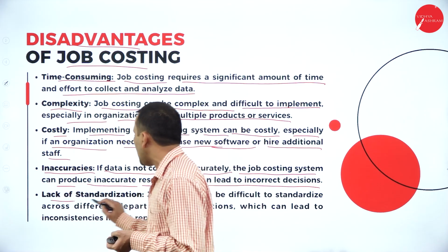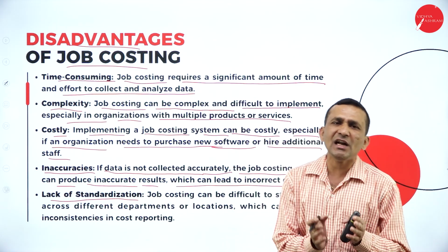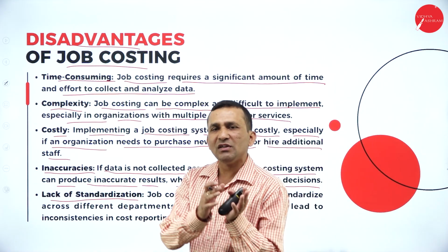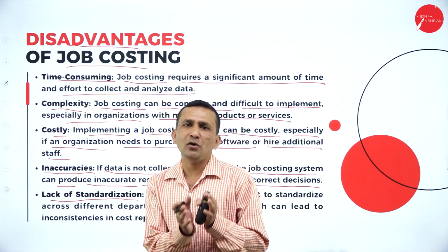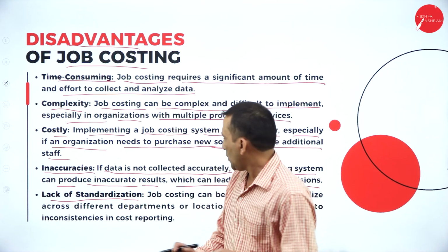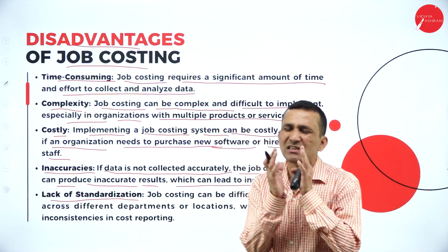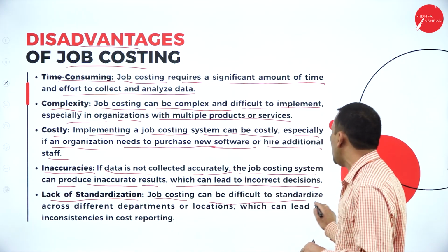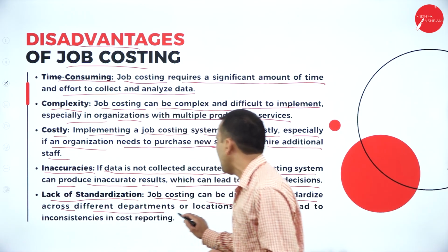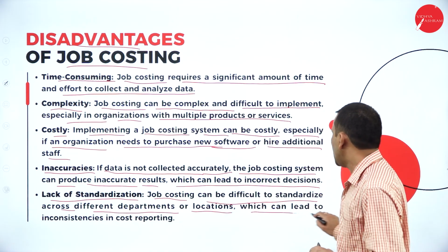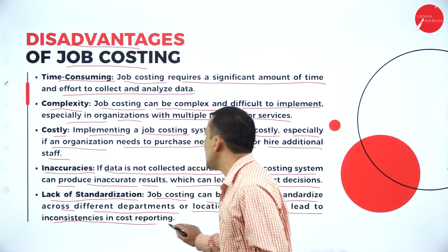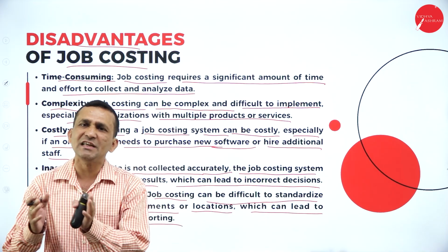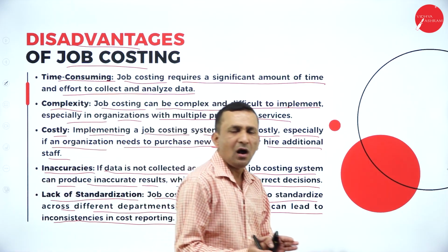And the next one, lack of standardization, because each and every customer, whenever they place an order, has a different requirement, so we are not able to maintain standardization. Here lack of standardizing means there is no specific product offered to everybody. Job costing can be difficult to standardize across different departments or locations, which can lead to inconsistency in cost reporting, because each and every time the job costing differs as the customer order is different.